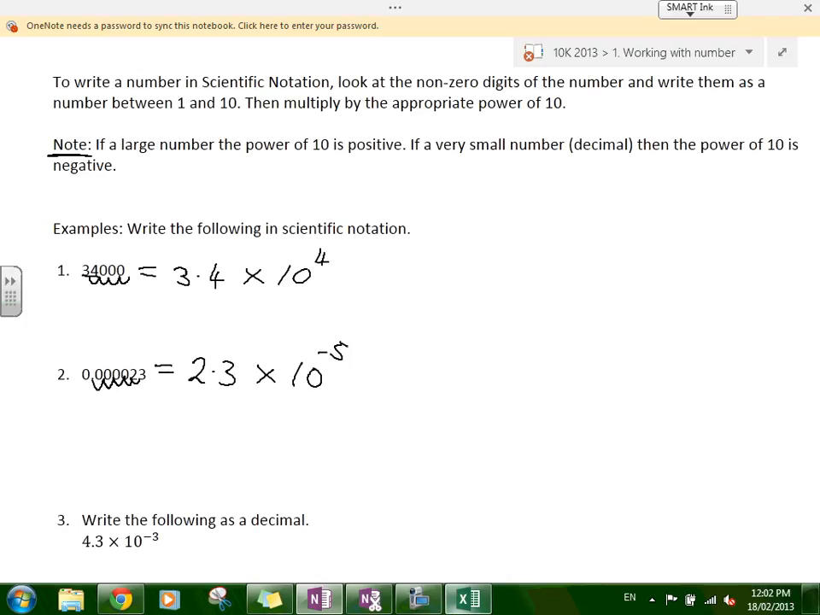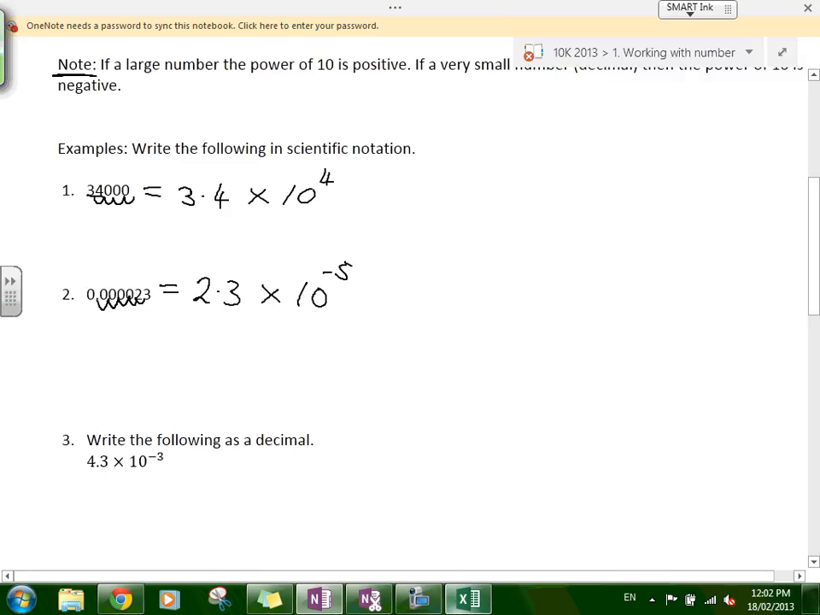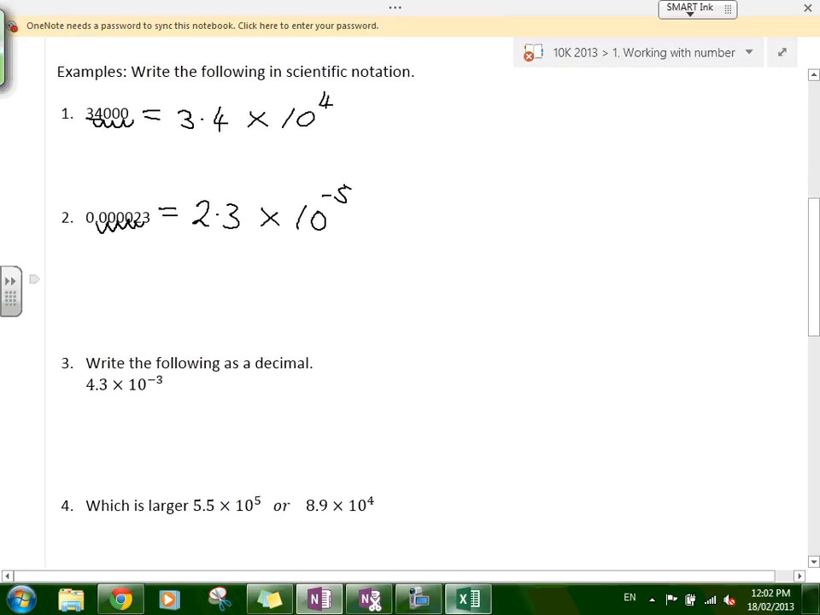Right. Move it up a little bit. The other thing is, to go back the other way, you have to think, well, write the following as a decimal: 4.3 times 10 to the power of minus 3.